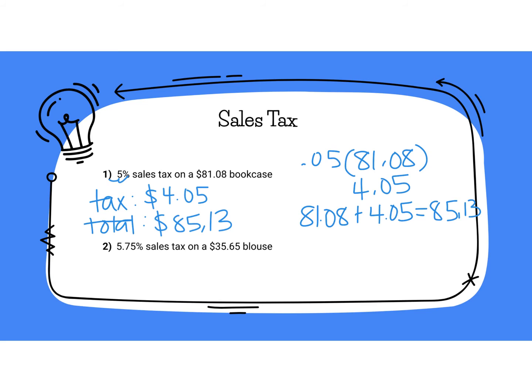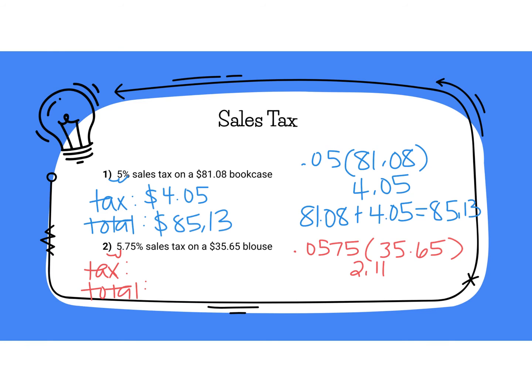Let's take a look at example number 2. Example number 2 says 5.75% sales tax on a $35.67 blouse. Remember, just like question number 1, I want to know both my tax total and the total of my purchase. So the first thing I need to do is change my 5.75% to a decimal. When I move my decimal 2 places to the left, that gives me 0.0575.